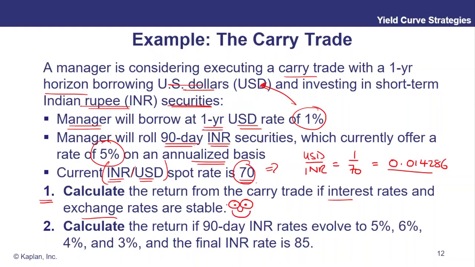So, happy days there. Part 2 here: calculate the return if the 90-day interest rate moves around. Obviously, we want the interest rate that we're depositing in to go up because we're earning it. It does fall a bit here, but that's not great. That's eating into our interest rate advantage. It's still above what we're funding at, the US dollar, and you're told the final INR rate is 85.